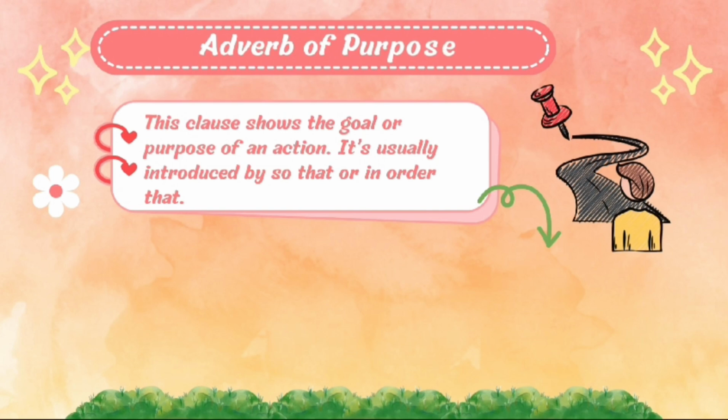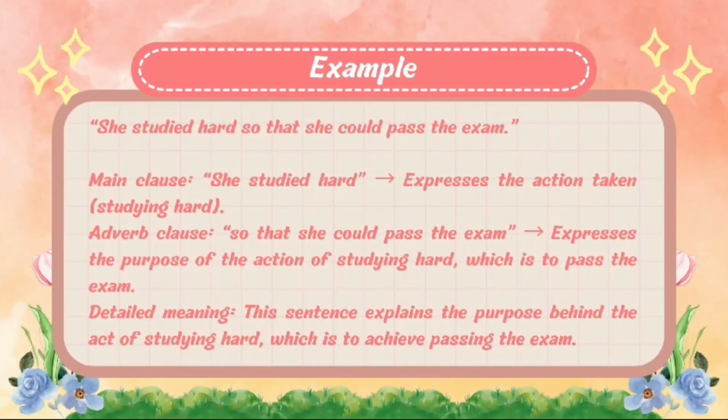The third type of adverb clause is adverb clause of purpose. So this type of adverb clause describes the purpose or goal of an action in the main sentence. It shows what the action is for or why it is being done. It's usually introduced by so that or in order that.